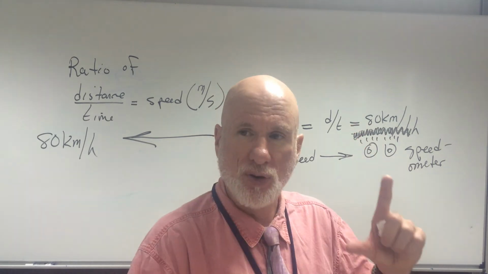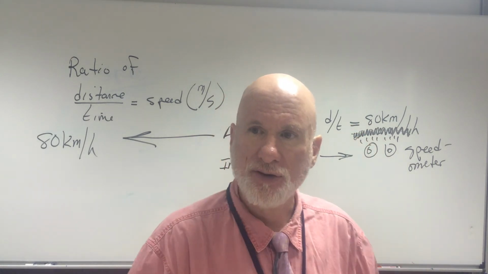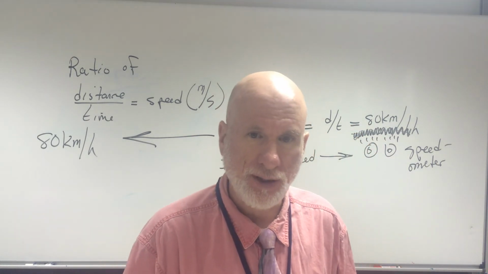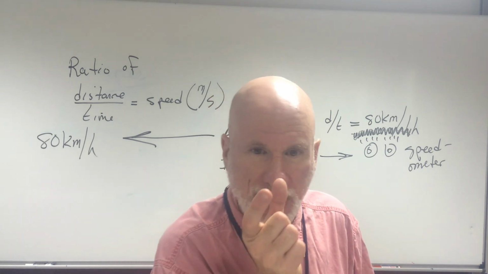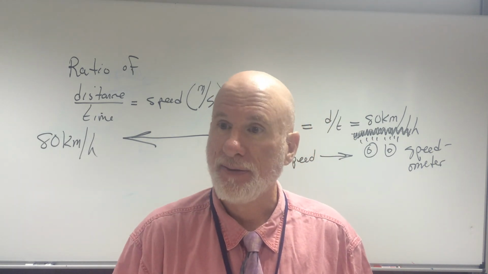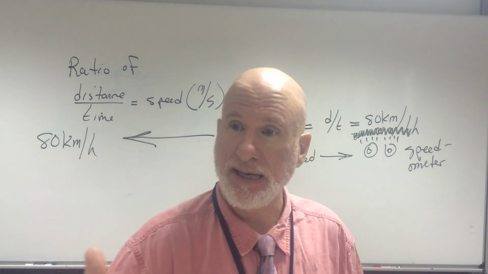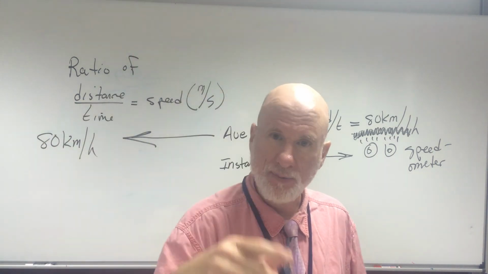When they take the picture of the horses crossing the finish line, the photo finish, and you see their heads up, got him by a nose. That's the instantaneous speed at that moment in time when the picture was taken.